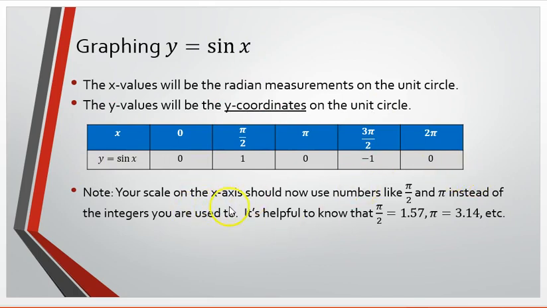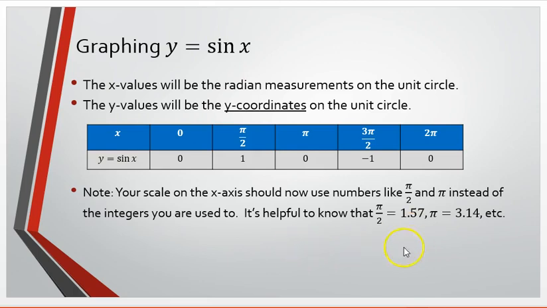For your x-axis, instead of writing the tick marks as 1, 2, 3, 4, 5, we use our numbers as pi over 2, pi, 3 pi over 2, 2 pi. So we use the angles going around the unit circle instead, and it is helpful to know that those numbers do have decimal values. Since pi is equal to 3.14, then pi over 2 is equal to half of that, so 1.57, and you could keep calculating the decimals for 3 pi over 2, 2 pi, and then keep going all the way around like that.